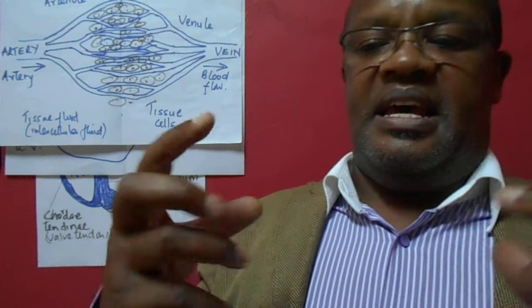Then we have the mammalian circulatory system, which is normally associated with mammals and also birds. They have a closed circulatory system and a double circulation, where the blood is pumped from the heart, goes to all parts of the body, then comes back to the heart, then goes to the lungs to be oxygenated, then comes back to the heart before it is again pumped out of the heart to all parts of the body. So those are the 2 types of systems.